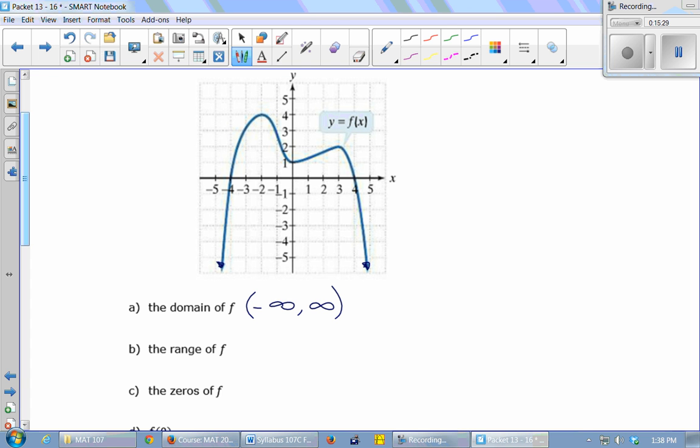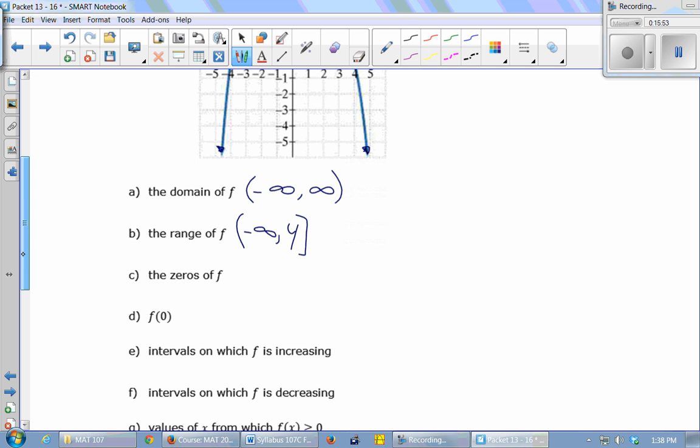How about the range, the y values that this function lives on? Negative infinity to 4. Should I include the 4? Yes. All right, the zeros of f. That's synonymous with x-intercepts. So what are the zeros? Negative 4 and 4.